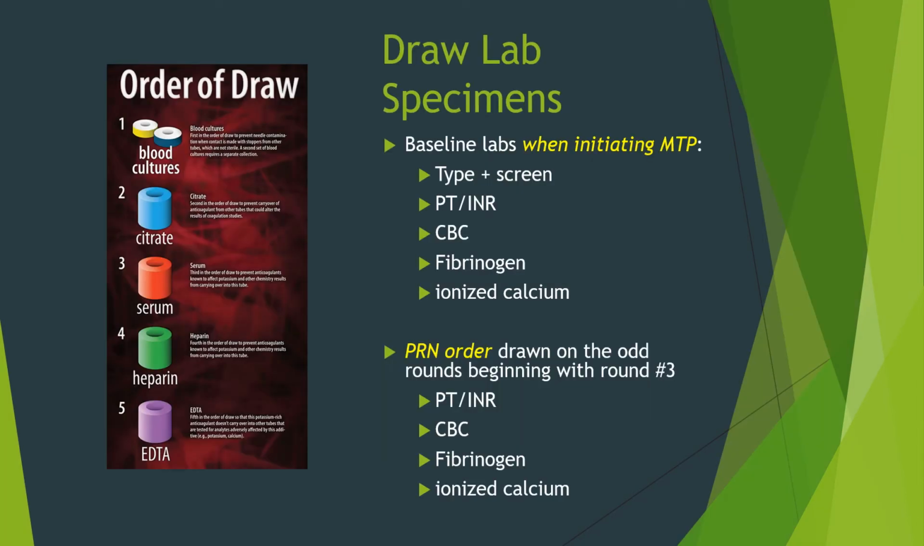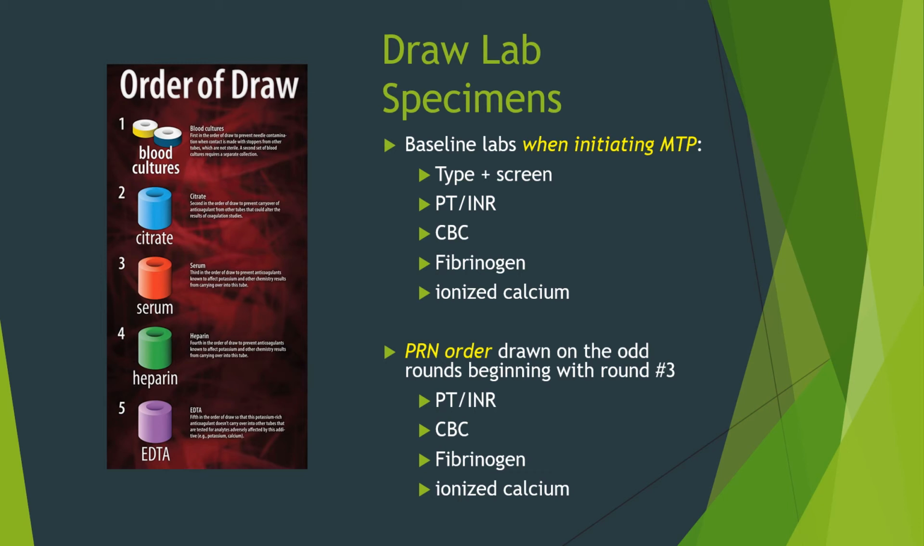So you've declared an MTP by calling 111, the code operator, and providing all of the necessary information. You have verified that the licensed ordering provider has entered initiate MTP into Epic, and that will populate all of the labs. Now, after you have determined that the patient has adequate vascular access, it's time to draw the baseline lab specimens while you're waiting for the first round of blood.